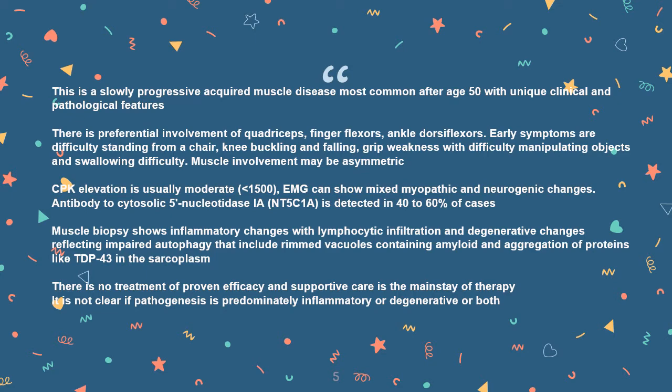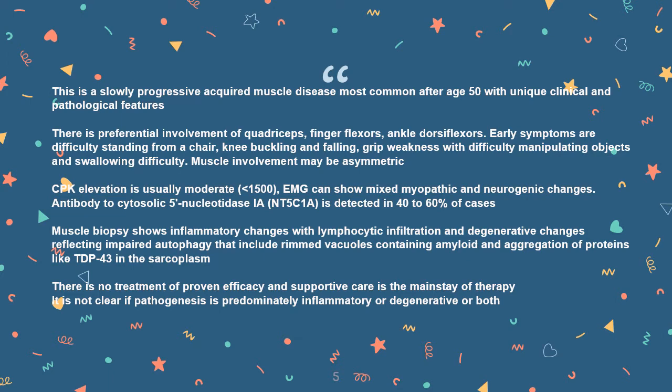Early symptoms are difficulty standing from a chair, knee buckling and falling, grip weakness with difficulty manipulating objects, as well as swallowing difficulty. Muscle involvement may be asymmetric. CPK elevation is usually moderate, less than 1500, and EMG can show mixed myopathic and neurogenic changes. Antibody to cytosolic 5-nucleotidase 1A is detected in 40 to 60% of the cases.